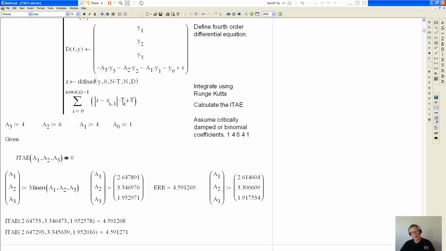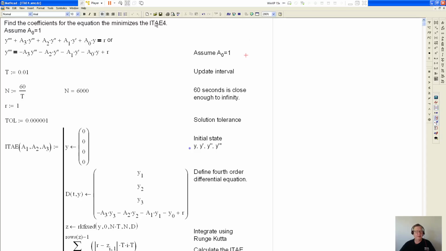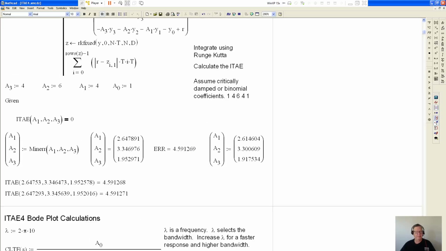But if I want to compare one integrated time absolute error with another one on a different program, you have to weight each one of these errors by the time interval that it represents. This I times T represents the time element, which is up here, and that's what makes this different from an integrated absolute error. So I'm going to assume some values for these coefficients to start with, and then it's going to do this iteration, and the minimum error is 4.59, and these are the coefficients that it works out.